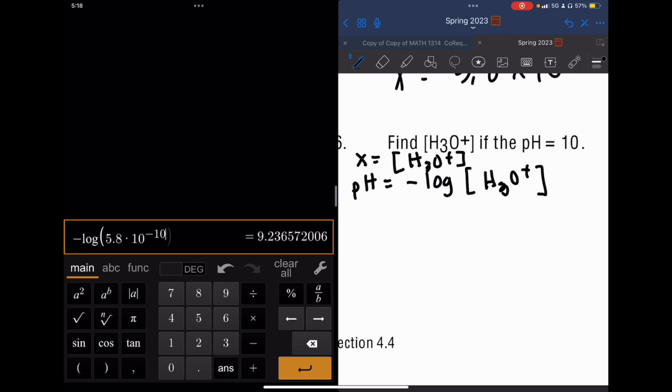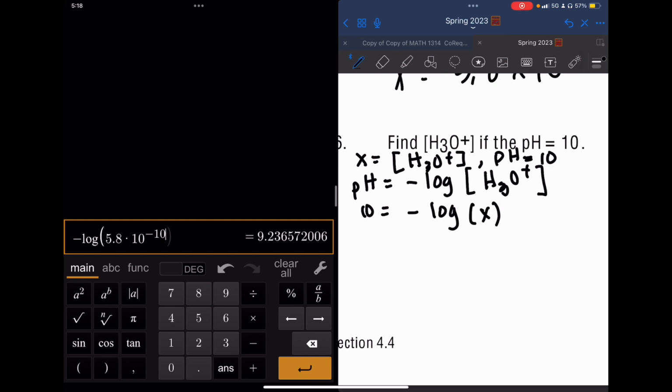But then it tells us our pH is 10. So we also know that pH is equal to 10. So 10 equals negative log. Again, it's assuming that you know that this is going to be a base 10.